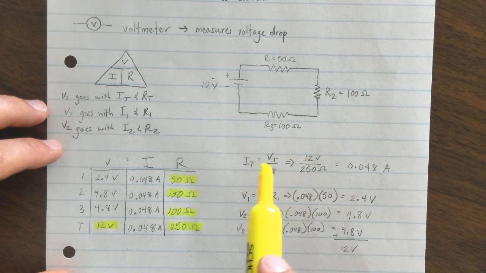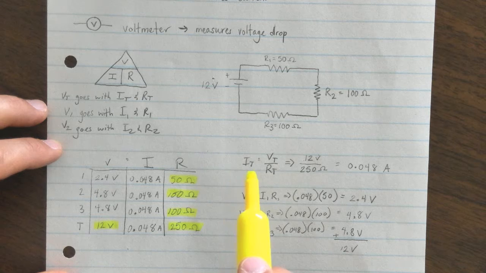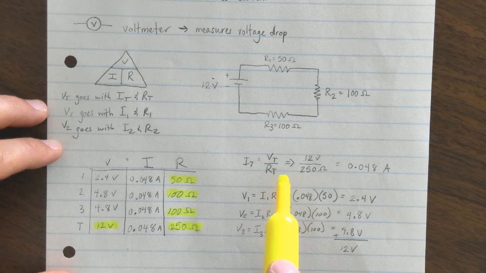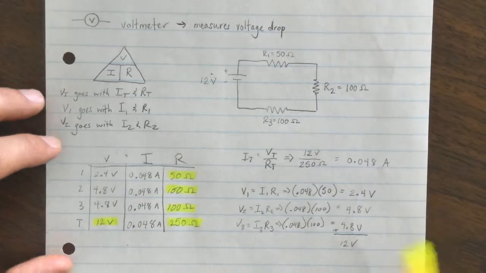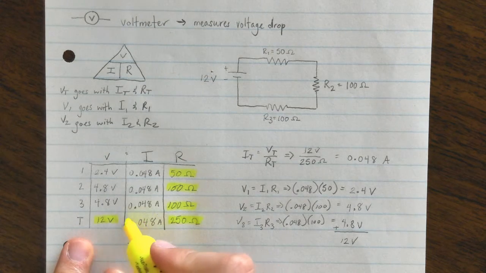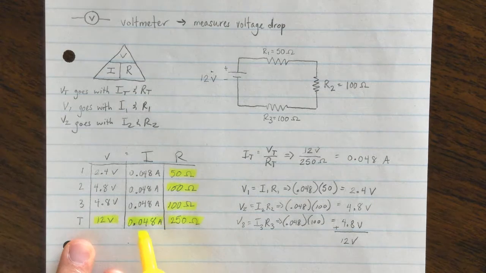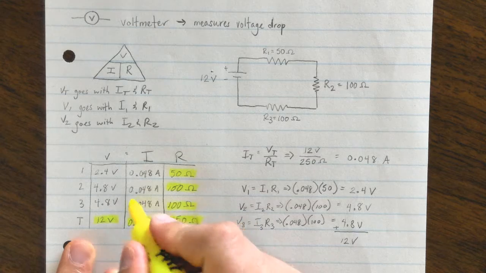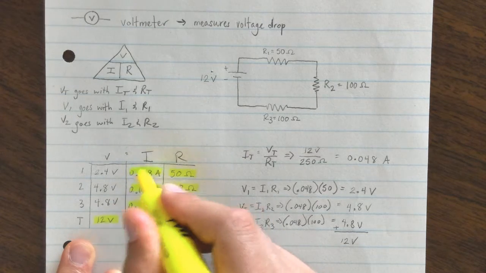We're going to make sure, going forward, all the T's go together, the totals. Total current is going to equal total voltage over total resistance. So we're going to put in 12 volts over 250 ohms. Dividing out, you get 0.048 amps. We're going to put that in here for IT. Again, series circuit, once you know what the current is at one point, it's the same at all points. So now we have all of this.